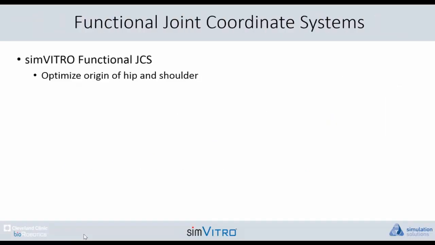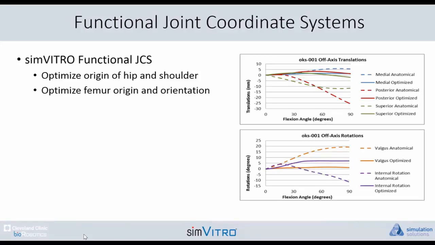And these functional joint coordinate systems need to be defined. And in simVITRO, we use these in a couple of ways, and we don't have them throughout everything because I don't think the biomechanics community has fully figured this out for every single joint. I think we're working through this. Within simVITRO, we can optimize the origin of the hip and shoulder because it's sort of ball and socket-like. We can also optimize femur origin and orientation.